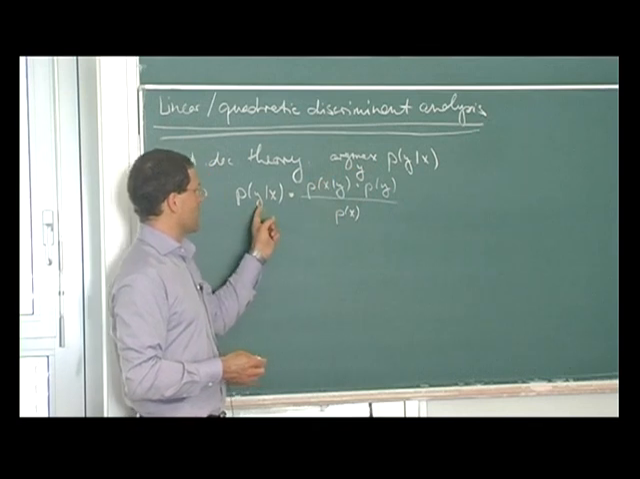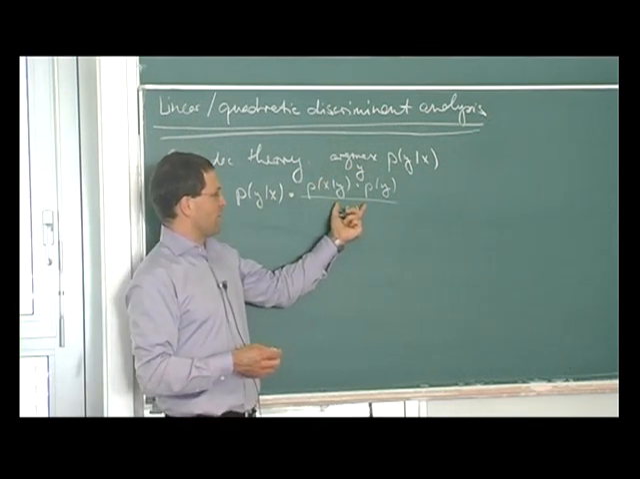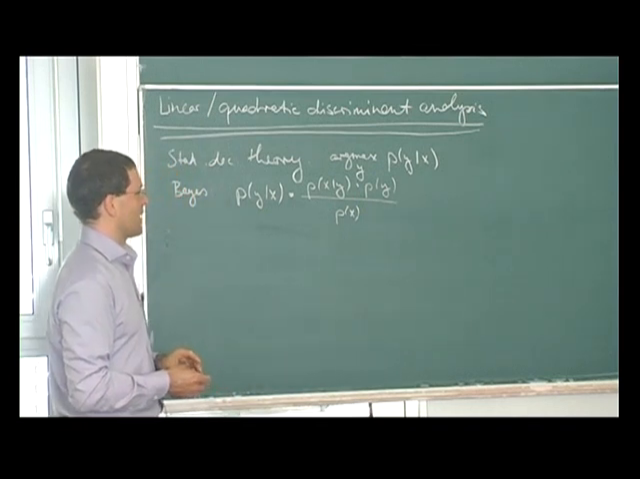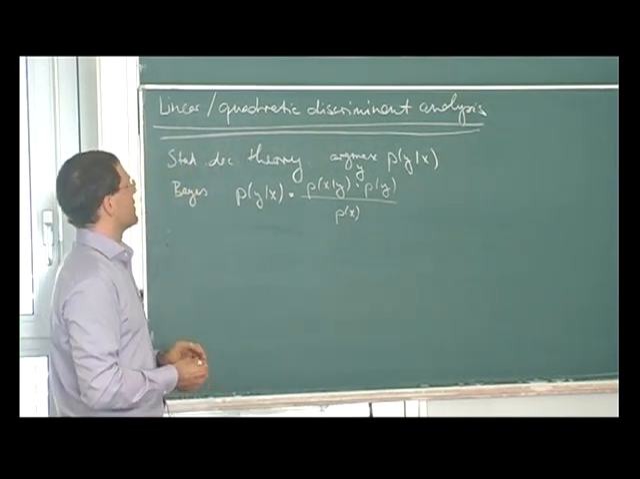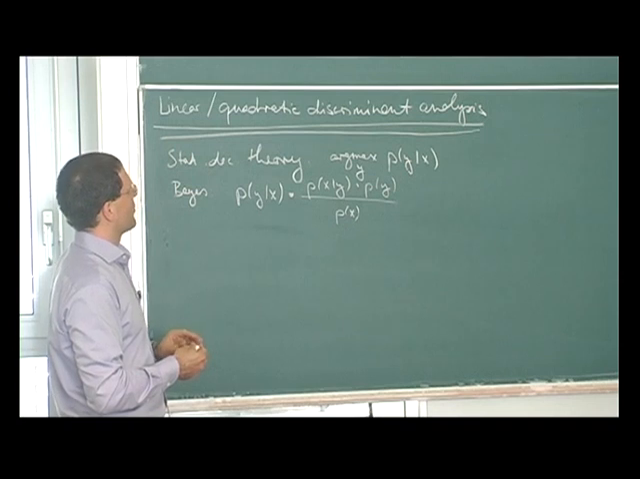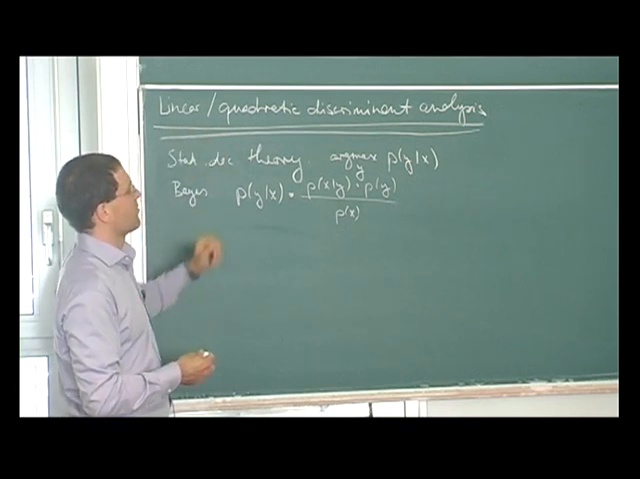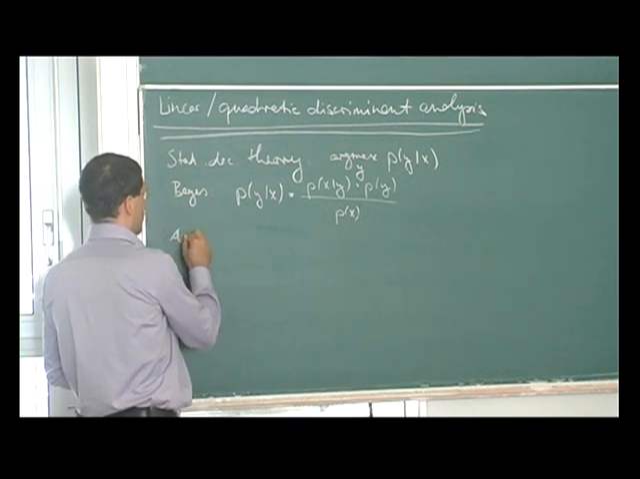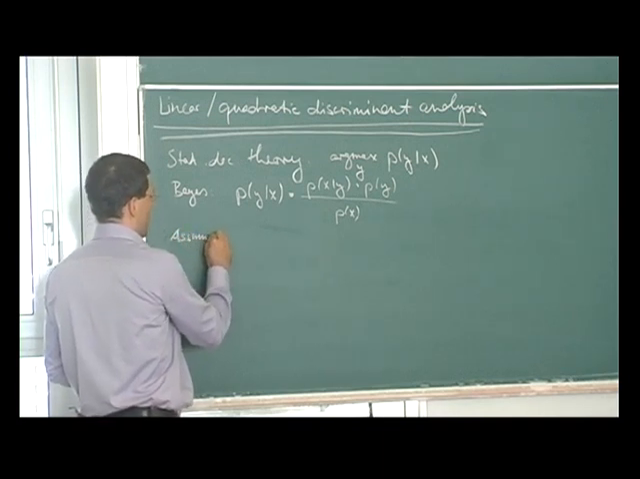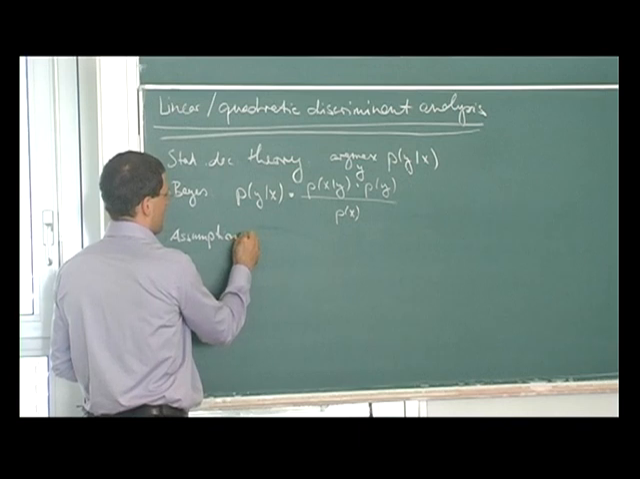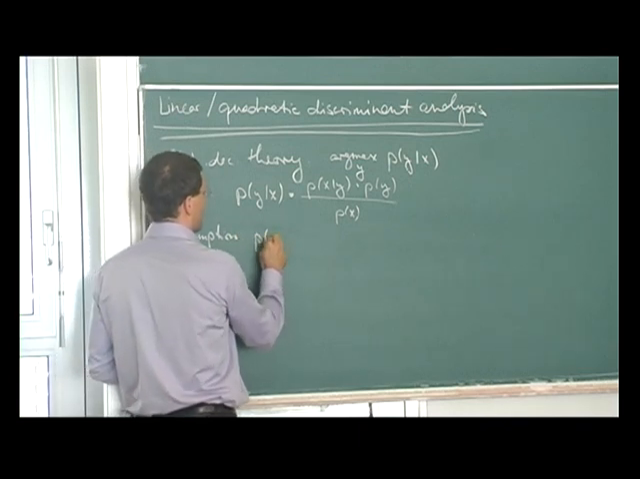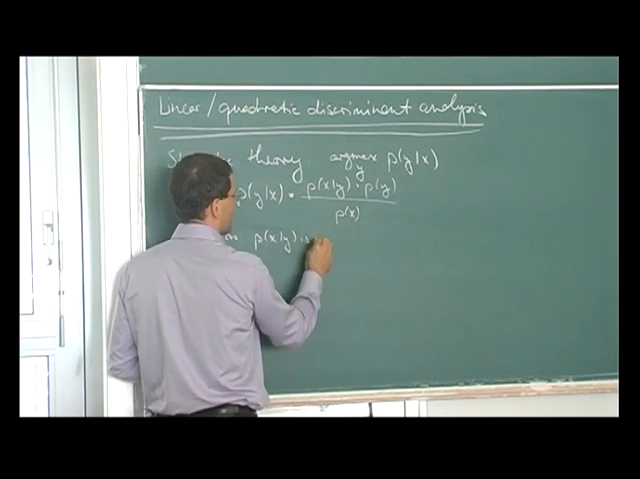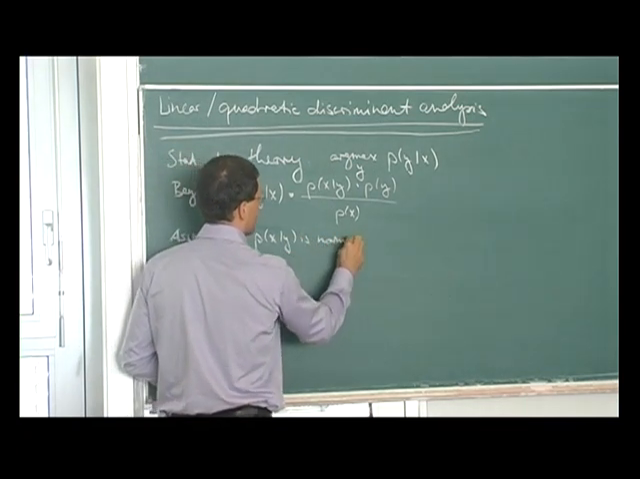So we know that. The problem is we don't have these quantities, and we need to somehow estimate them from training data. And now the approximation that is used in linear and quadratic discriminant analysis is to make the following assumption. Namely, to say that the probability of x given y is a normal distribution.